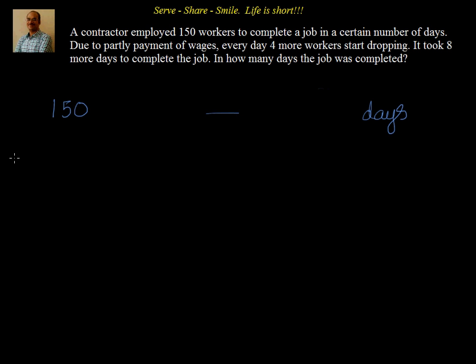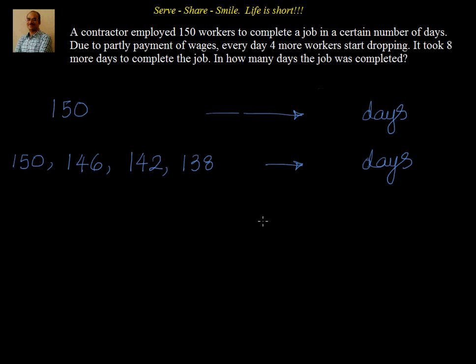That means in the second scenario, on the first day 150 workers reported to work. By the second day, 4 of them got dissatisfied and said bye bye. So we have 146, and on the third day we have 142. Every day the number of workers reporting to the job became less. That means obviously it will take more days now. So that number of days we have to find out.